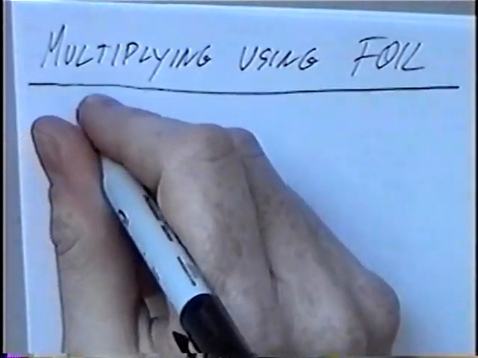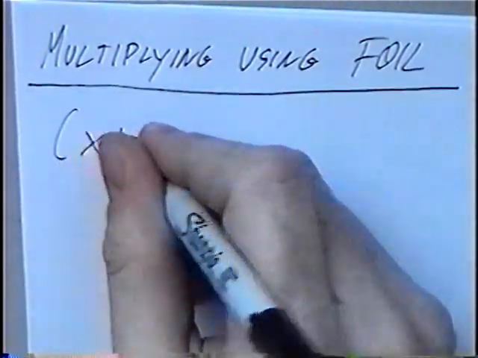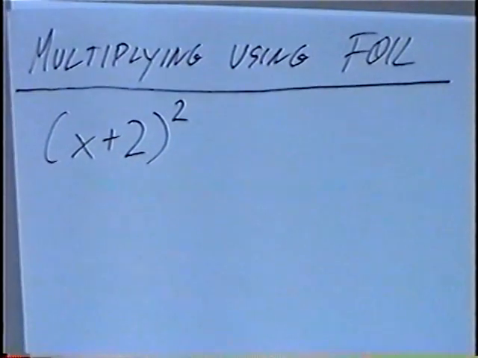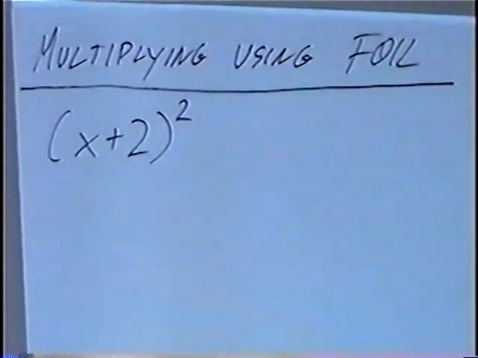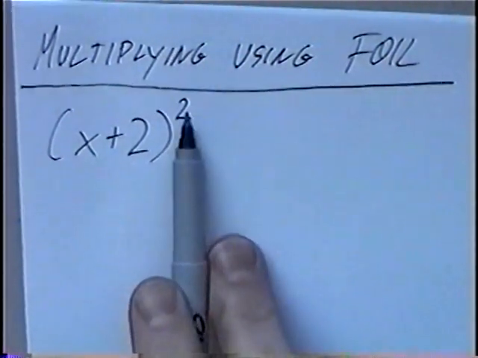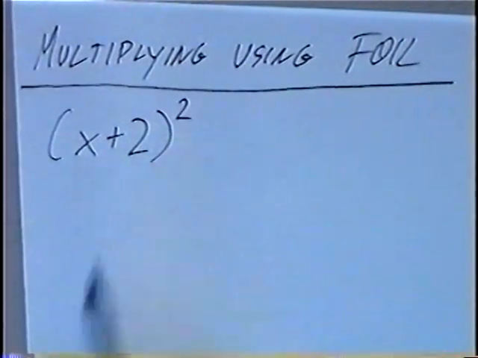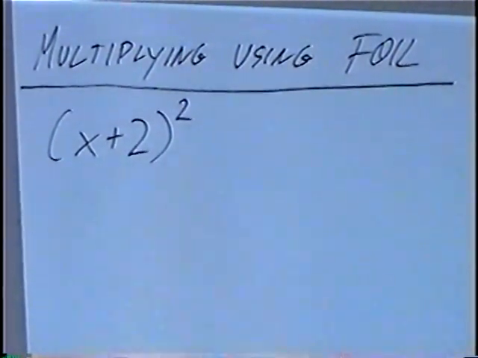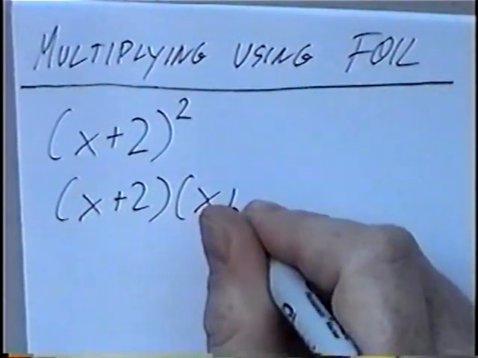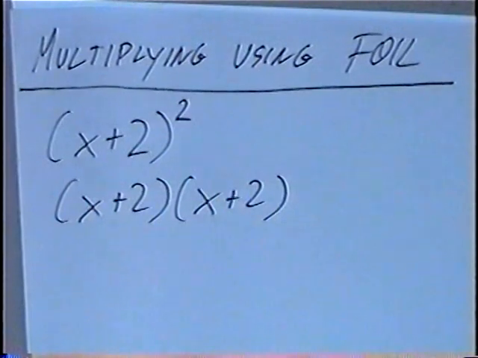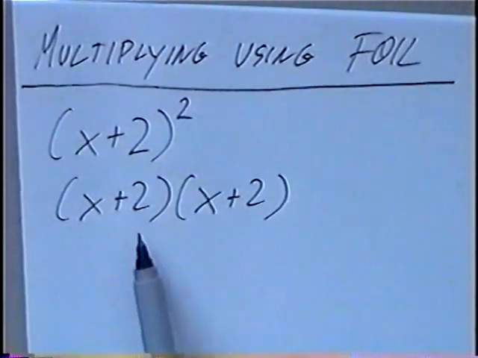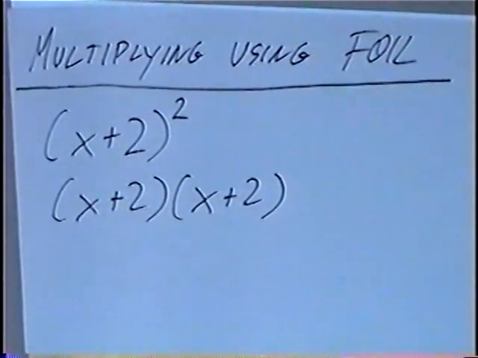First question we'll look at, in parentheses, x plus 2, and outside parentheses to the second power. This question has one parentheses raised to the second power. We'll multiply using FOIL. When we have a second power outside, it means we have the same parentheses twice. So x plus 2 to the second power means we'll have x plus 2 times the same parentheses x plus 2. The 2 again does not distribute inside the parentheses. The 2 means you have the same parentheses twice.